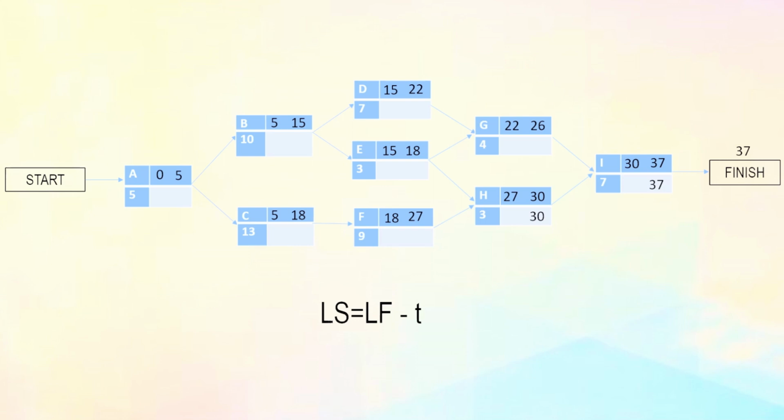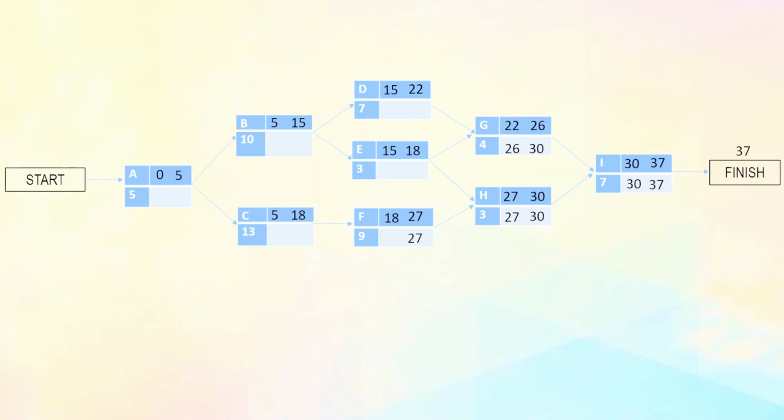Now D has only one successor, which is G. So the latest finish time for D will be the latest start time for G, which is 17, and LS will be 17 minus 7, which gives us 10 for D. Activity C also has one successor, which is F. Therefore, latest finish will be 18 for C, and the latest start will be 5.